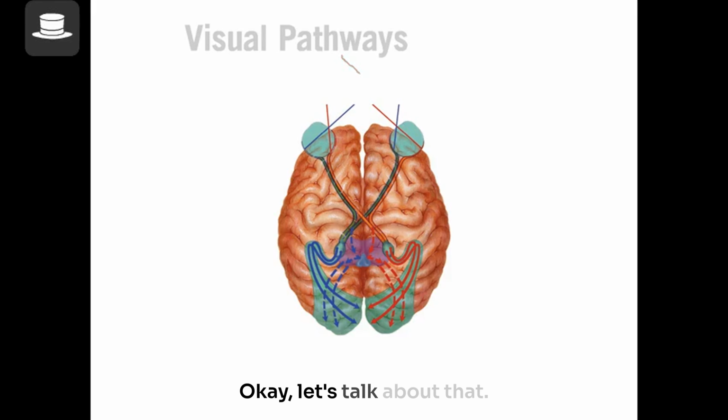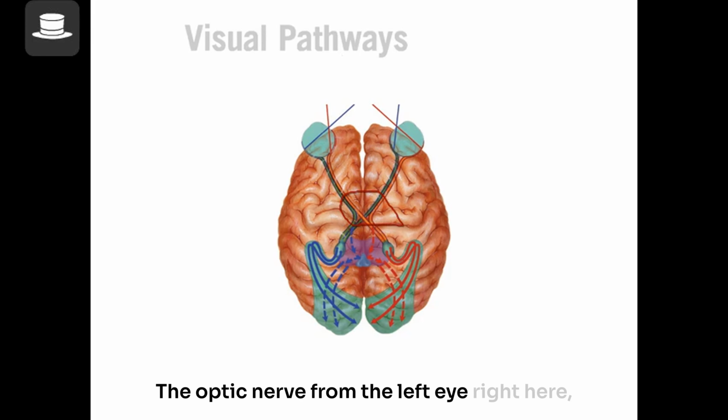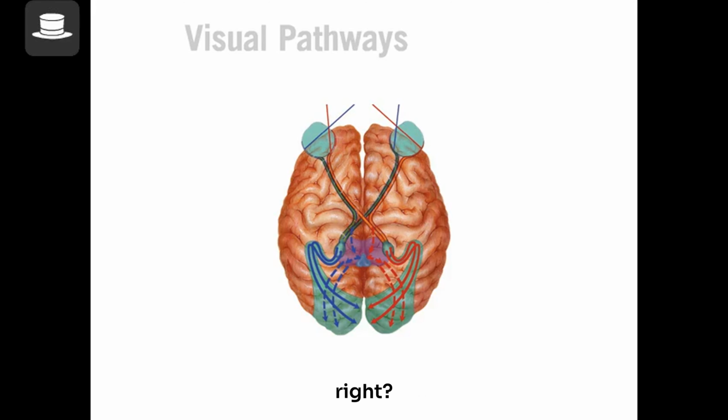Okay, let's talk about that. If you look at it, the optic nerve fibers crisscross, but they crisscross in a very unique fashion. Let's look at the left eye. The optic nerve from the left eye, half of the fibers, especially the medial half, the ones centered toward the center, go to the opposite side, but the lateral half go to the same side. And the same here. So there is crisscrossing of optic nerve fibers, but only half of them.